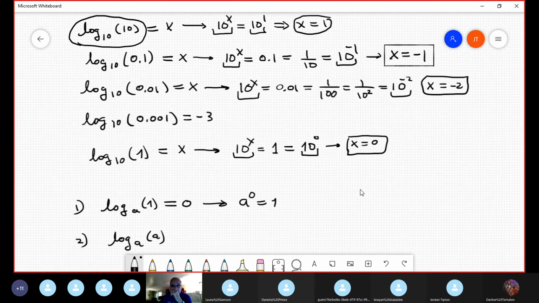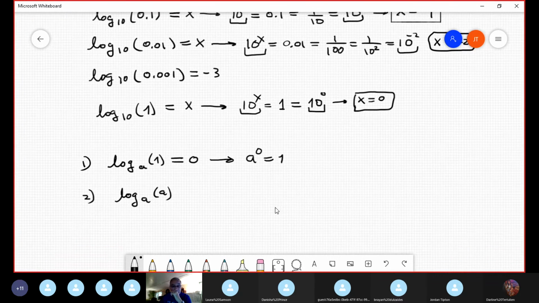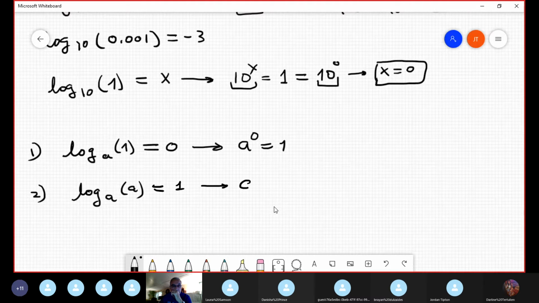The answer was 1. So, when the base is the same, that is, when the argument inside the domain of the function, the x value, is equal to the base, the answer is always 1. Because a to the 1 is a.